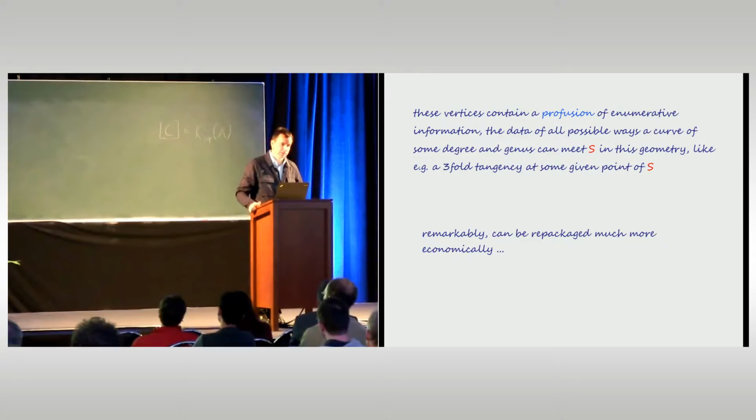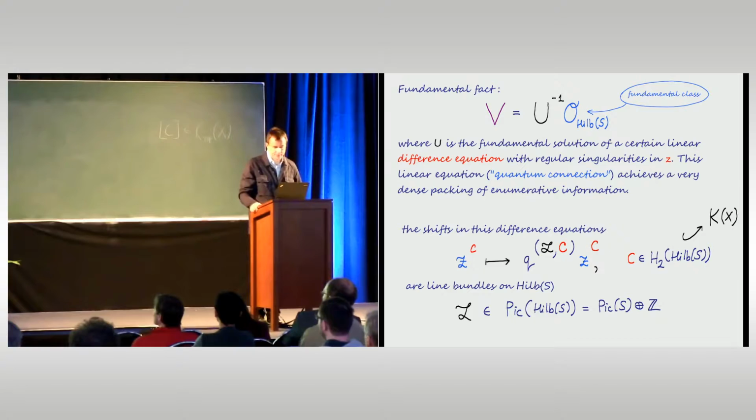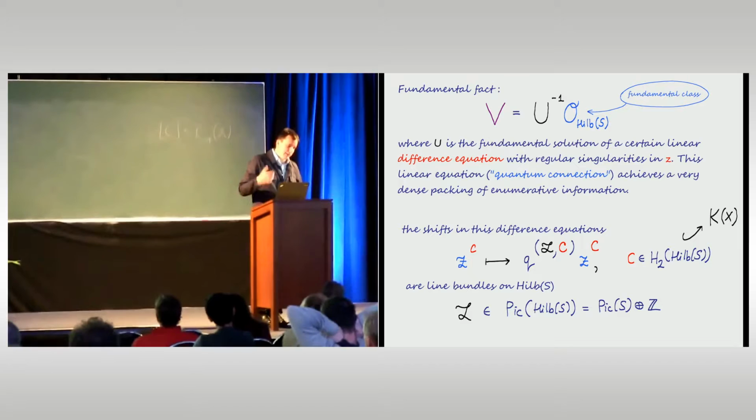It has to be very complicated. But quite remarkably, this object can be repackaged much more economically. And the statement is that it's essentially, there's a precise statement written here. I'll say the imprecise statement is that this object is really like a solution of a Q difference equation with regular singularity. So it's something like a hypergeometric function, if you want.